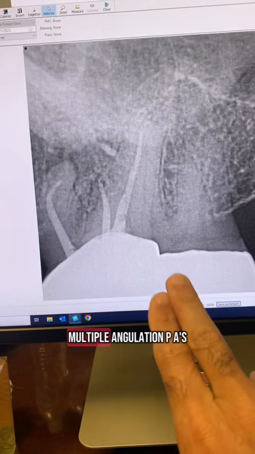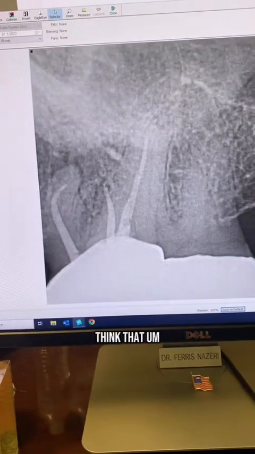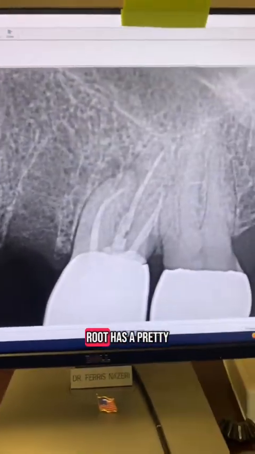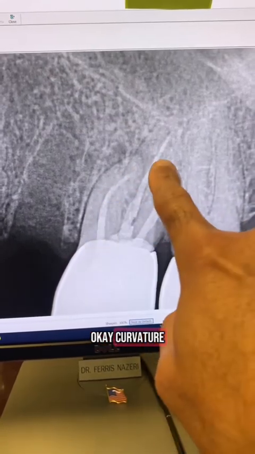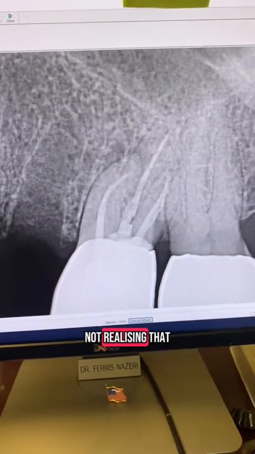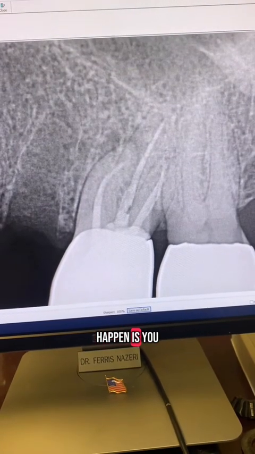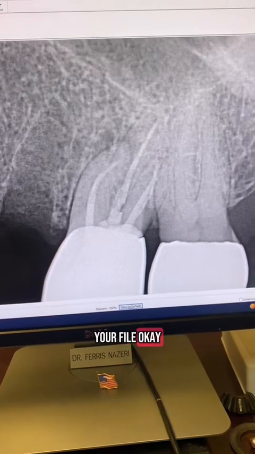All right, so take multiple angulation PAs. Otherwise, you would think that the mesial root has a pretty okay curvature, not realizing that that curvature is actually a 90-degree curvature, and what will happen is you will break a file. You will break a file, okay?